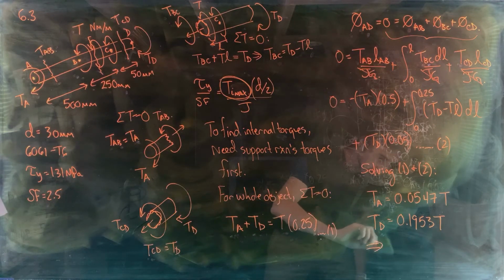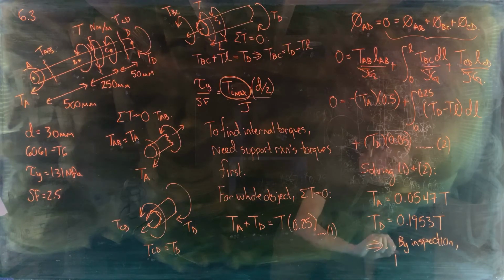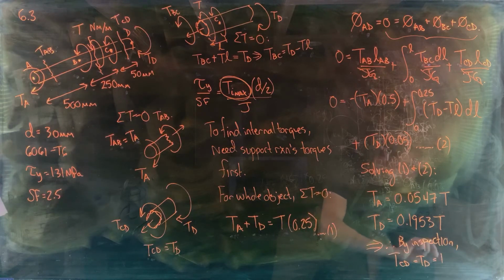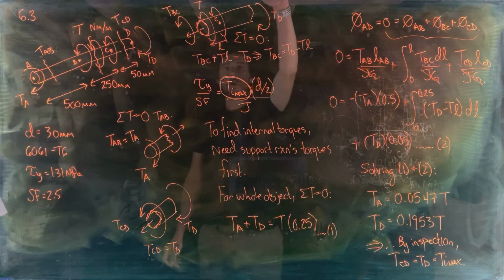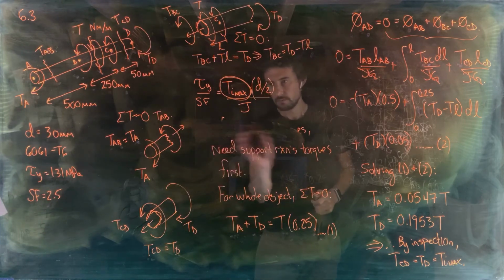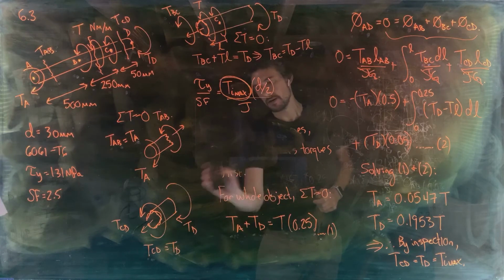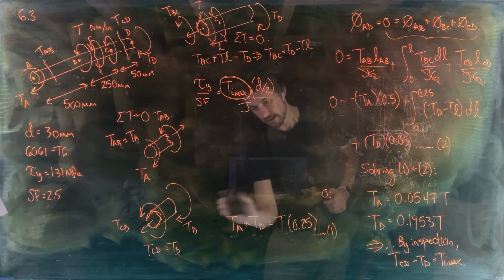So this tells us, therefore, by inspection, the internal torque TCD equals TD is our maximum internal torque. Okay, so now let's go ahead and solve the problem. So I'll erase right here and just continue right below that line.